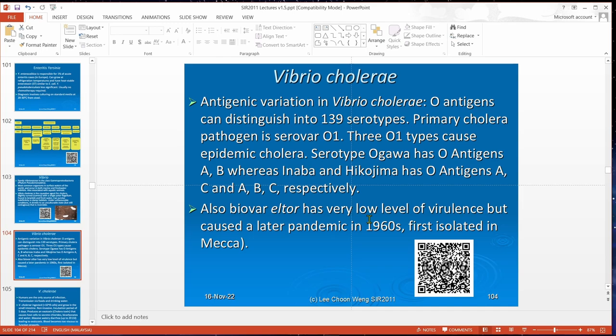Then under the O1 serotype, you have your Ogawa, Inaba, and Hikojima. Ogawa has AB, Inaba has AC, and Hikojima has ABC. So from here, you can see you only need to test B and C. Then under O1, they found a biovar related to O1, but somehow less virulent, less lethal. They named it the biovar El Tor. It's still very rare, okay? Most of the time, we will get the classical O1.